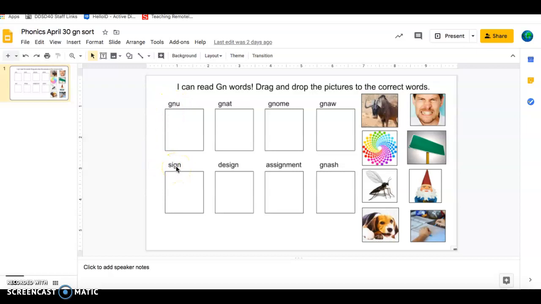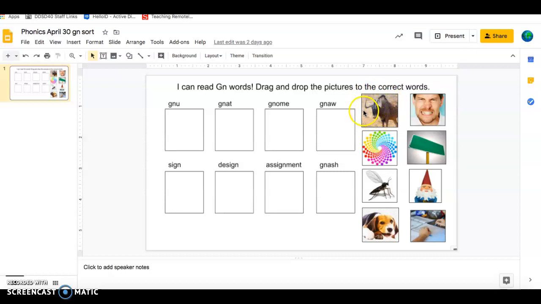Sometimes it's at the end of the word, like here, N, N. Sometimes it's in the middle of the word, like here, N. And here it's at the beginning again. Let's take a look at these pictures. Some of them are a little tricky.